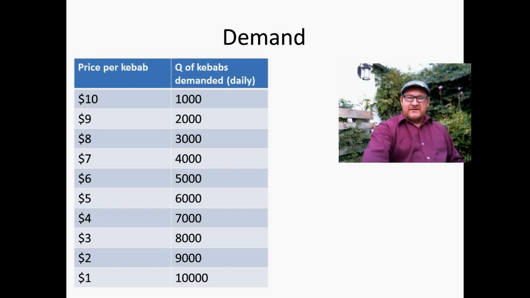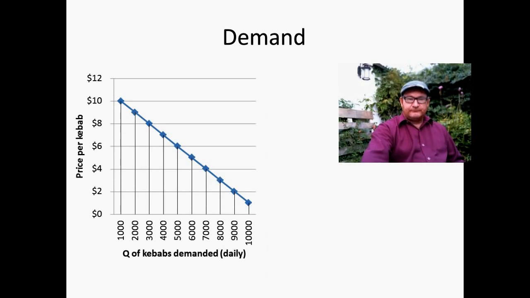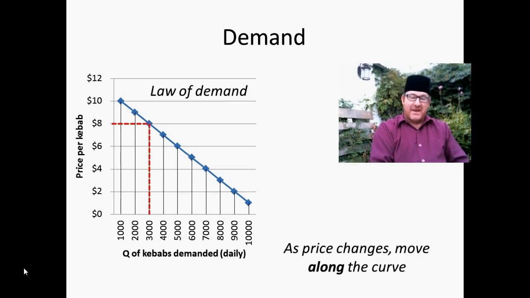We could represent the schedule graphically if we wanted to. In this example, we can see that something called the law of demand applies. The law of demand simply says that as the price of a good goes down, the quantity demanded goes up, assuming all other things remain constant, that is, ceteris paribus. Or vice versa, the price of a good goes up, the quantity demanded decreases. In other words, there is a negative or inverse relationship between price and the quantity demanded, ceteris paribus.